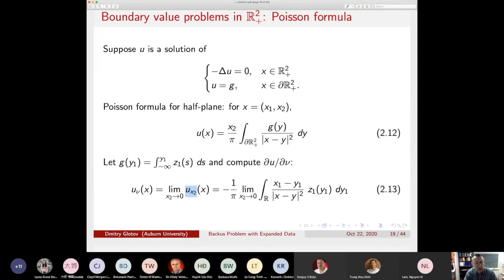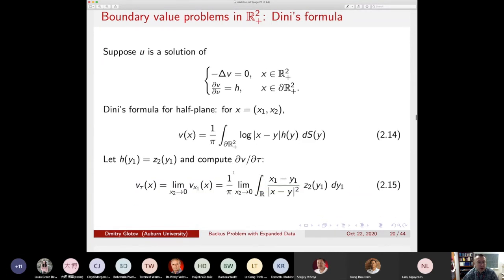So when you do the calculation, what we will have is this expression for the normal derivative, and this is an integral of z1. One thing to notice is, again, you cannot integrate this on the boundary in earnest, because this behaves like 1 over x. So we need to make sense out of this quotient as we pass to the limit as x2 goes to 0.